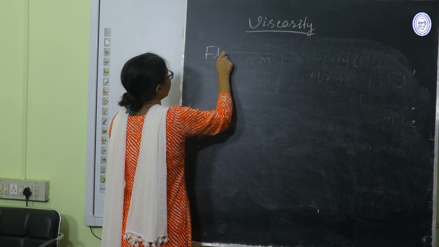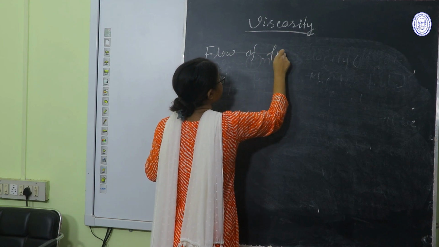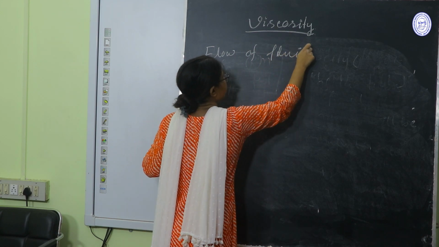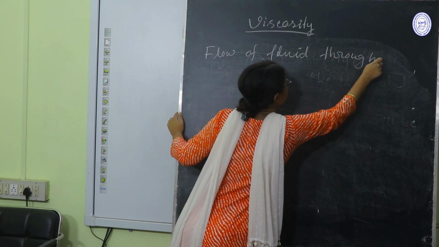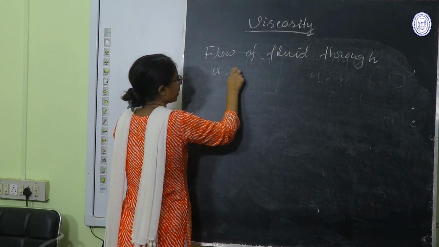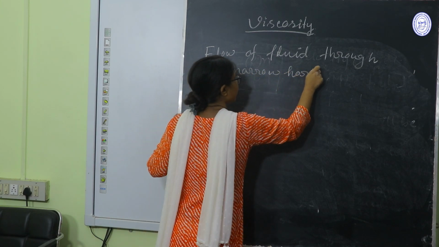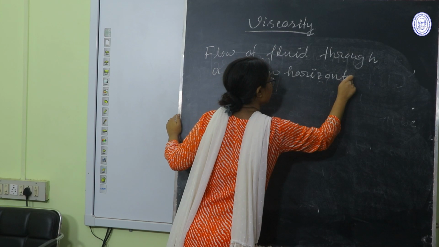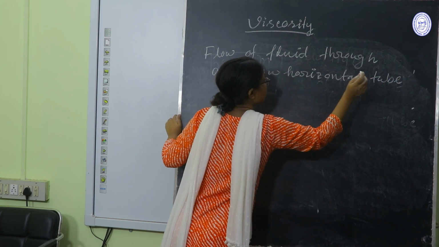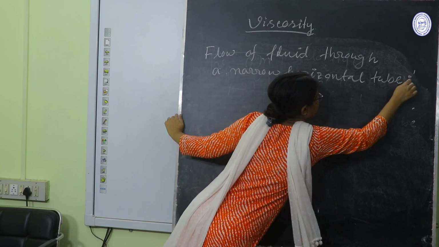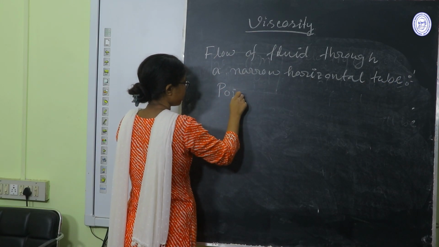Now, I will discuss the flow of fluid through a narrow horizontal tube. That is Poiseuille's equation.